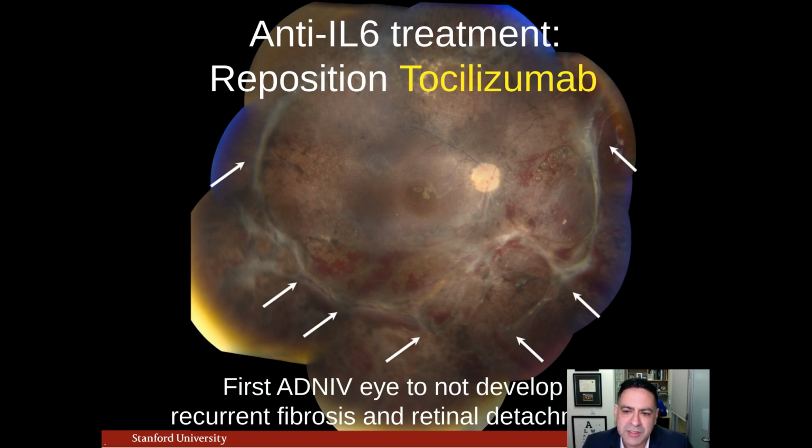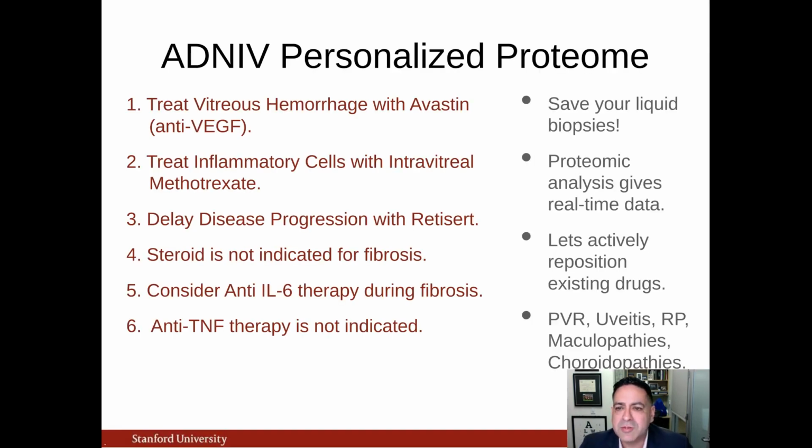You can see some of the pigmentary degeneration. You can see some of the hemorrhages there. But this is the first time we're really controlling severe fibrosis in an eye. And so I call this the personalized proteome, where we really understand what's happening in the eyes of these patients.